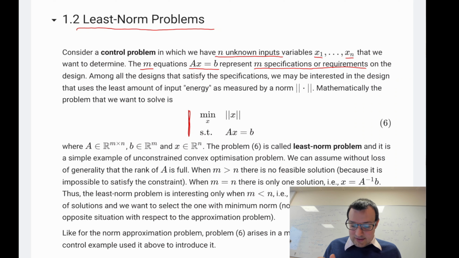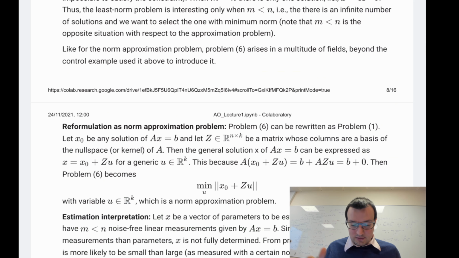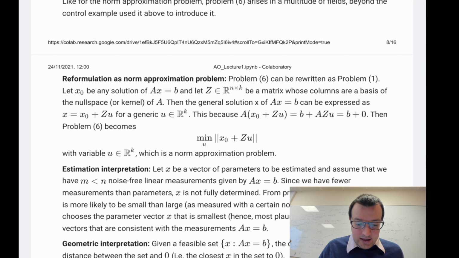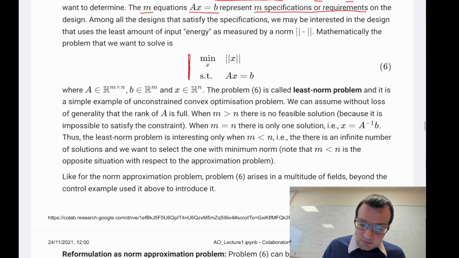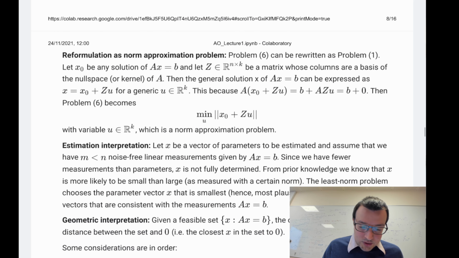Just notice that this is different from the previous problem, in which now we have m less than n, which is essentially different from what we had before. So just keep this in mind. Like for the approximation problem, the least norm problem arises in a lot of different applications, not just in control. For instance, we can reformulate the least norm problem as a norm approximation problem. So problem 6 can be reformulated as the first problem that we have seen in this chapter. The way to do this is the following.